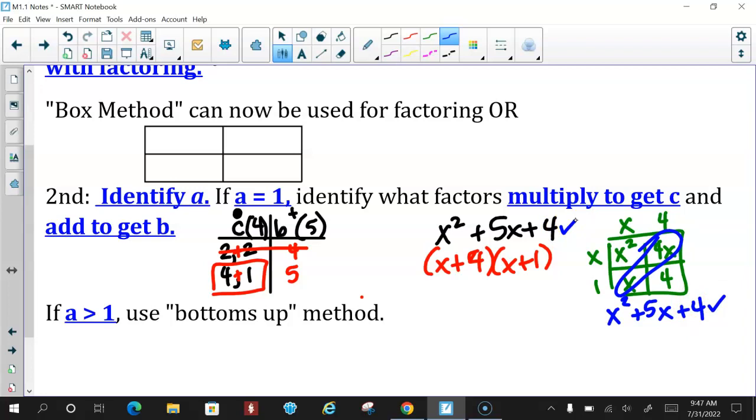Now, if A is greater than 1, though, notice how A was just equal to 1 here, then I'm going to show y'all in this video the bottoms up method, okay?